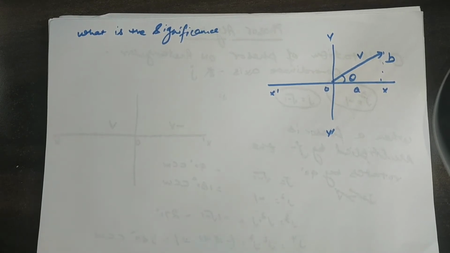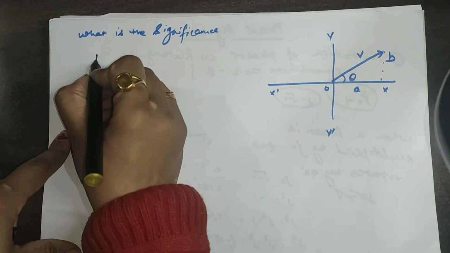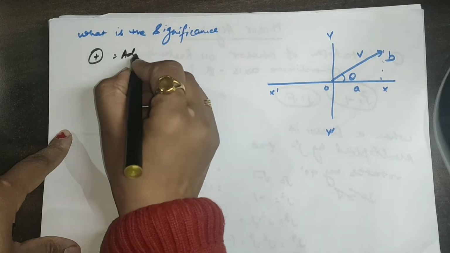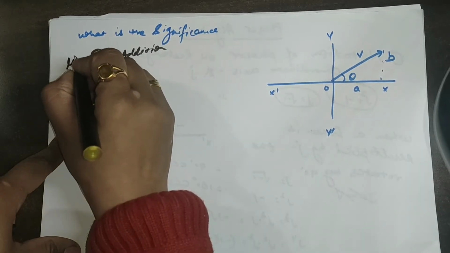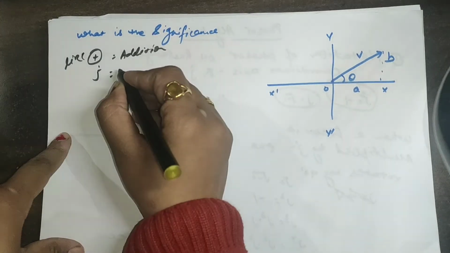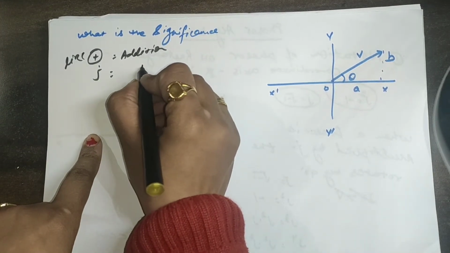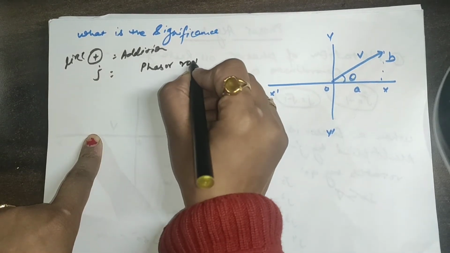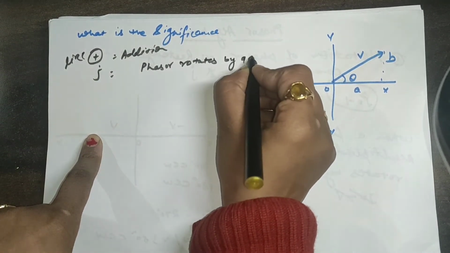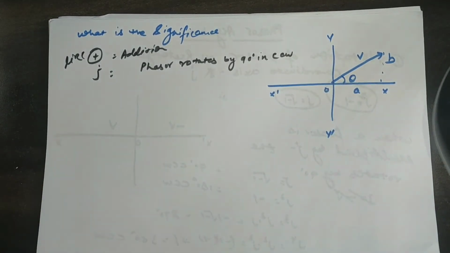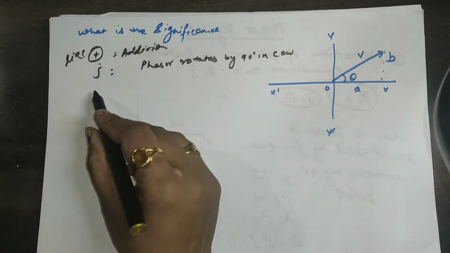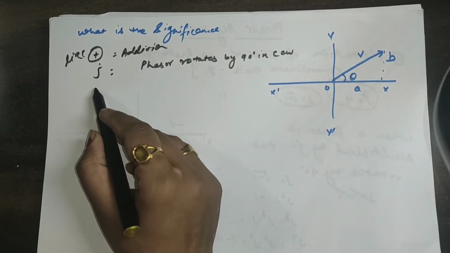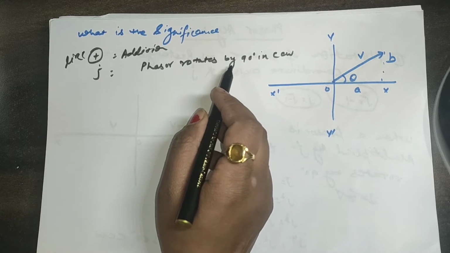Just as the symbol plus indicates the operation of adding two numbers, similarly j indicates the operation of rotating the phasor through 90 degrees in the clockwise direction. Like plus indicates addition, j indicates that the phasor rotates by 90 degrees in the clockwise direction. The significance of j is that it shows the phasor rotates by 90 degrees in the clockwise direction.